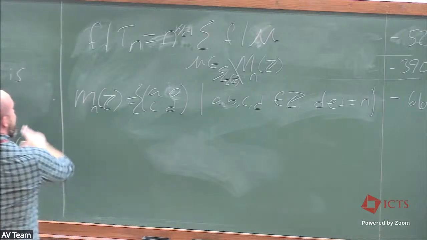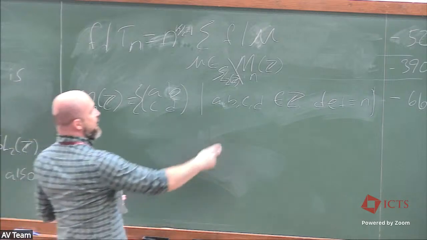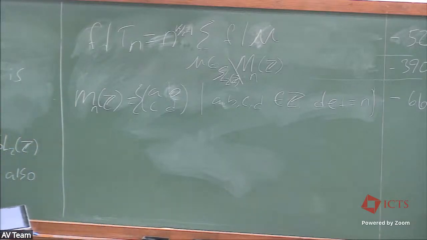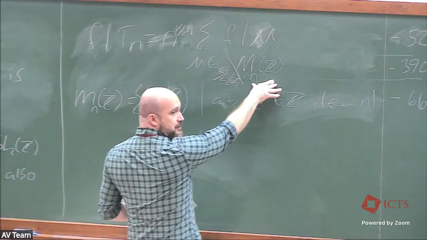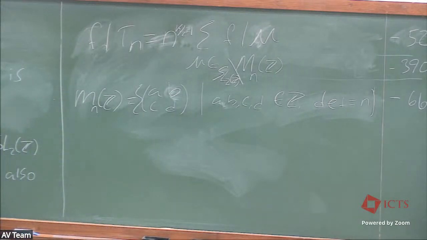Now the fact that our end result is modular, well, that's just the fact if I take this set and I act on the right by something in SL2Z, it's just going to permute these matrices, which means it's going to permute our cosets. Okay. Is that clear? Okay.